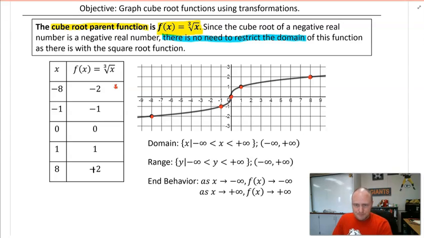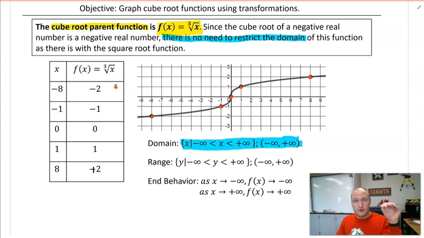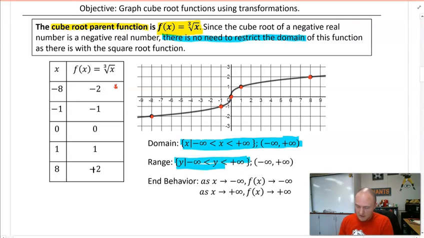Okay. Note the domain is all real numbers, I can plug in anything from negative infinity to positive infinity. And that's good news. Makes our lives easier. I don't have to worry about what's going in. The range is going to be the same values, everything from negative infinity to positive infinity. Okay, so that's some important notes.